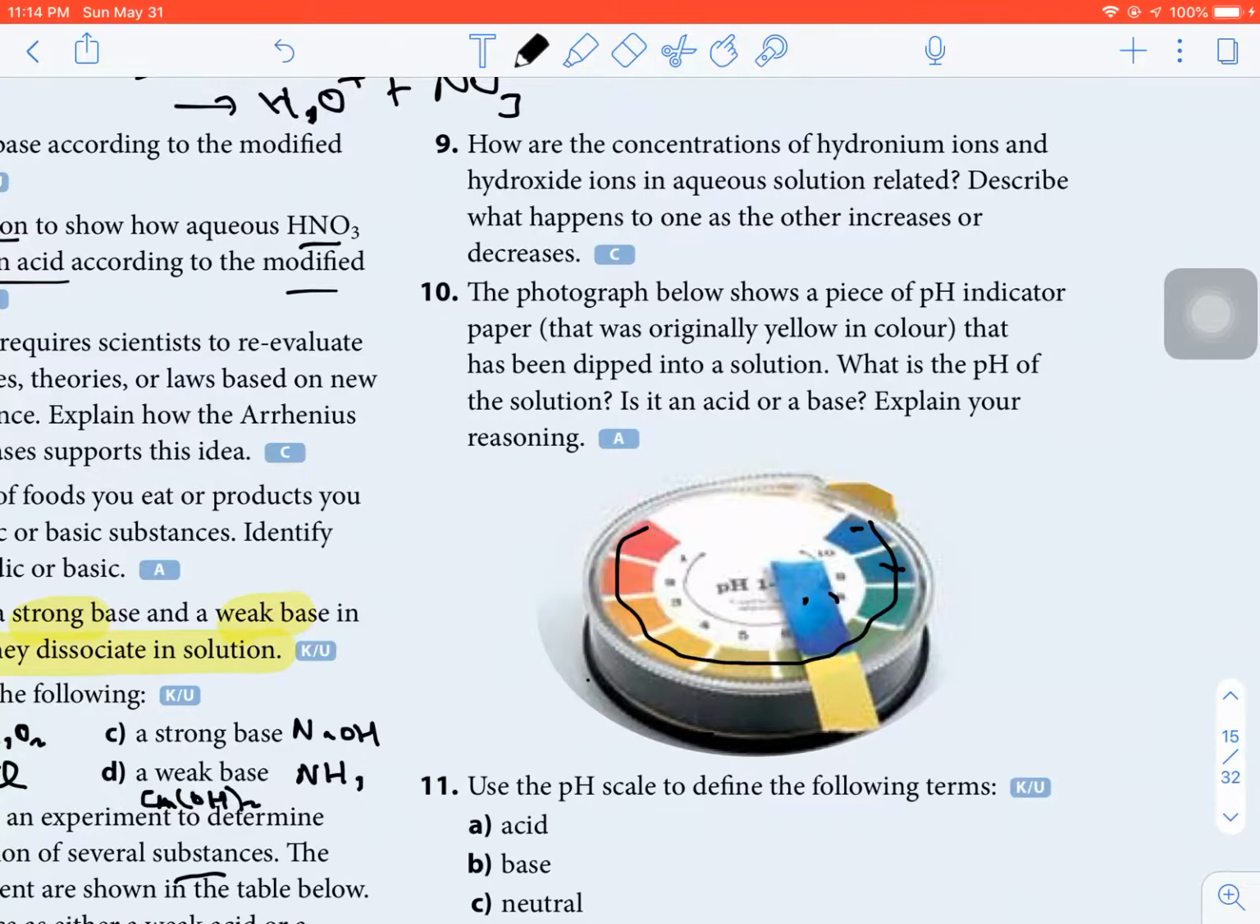So I'm going to compare it to the color chart, color wheel there, and it will tell me what the pH is. So the question says, what is the pH, and is it an acid or base? Obviously it's a base. It says why? Because the pH is greater than 7. Right, and that's all there is to it.